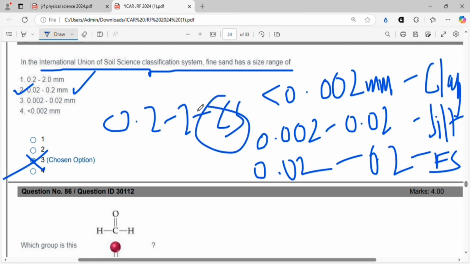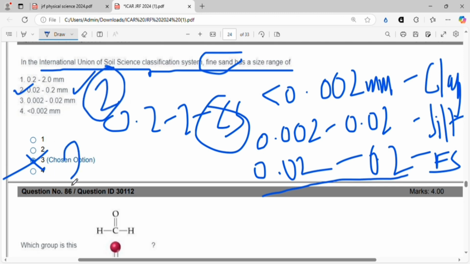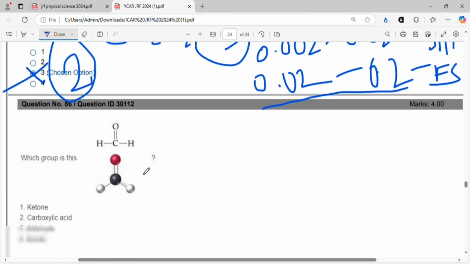All right. So they have asked fine sand. For fine sand, it is 0.02 to 0.2, and that is option 2. Option 2 is the correct answer. All right. Let's move on to the next question.